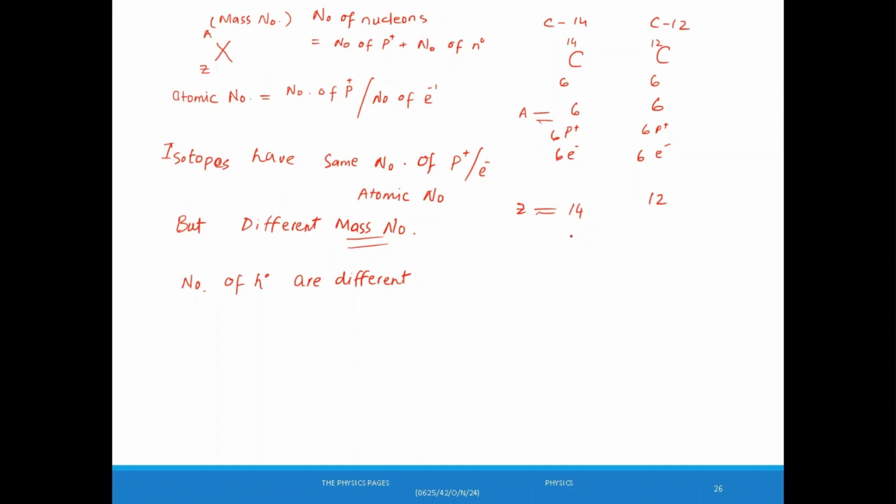It means that, with 6 protons, carbon 14 will have 8 neutrons, and carbon 12 will have 6 neutrons. So they are different in this case. And secondly, there is another thing. We said that carbon 14 is radioactive.